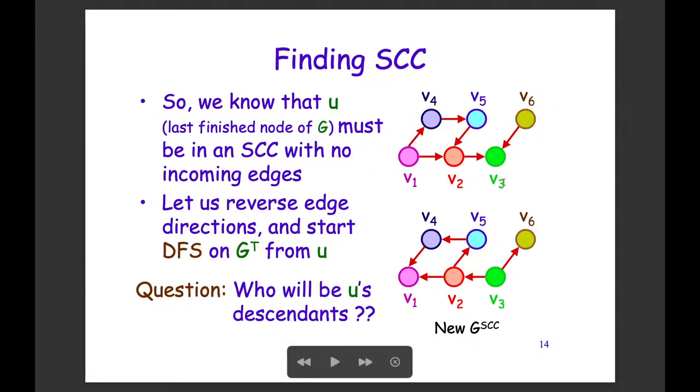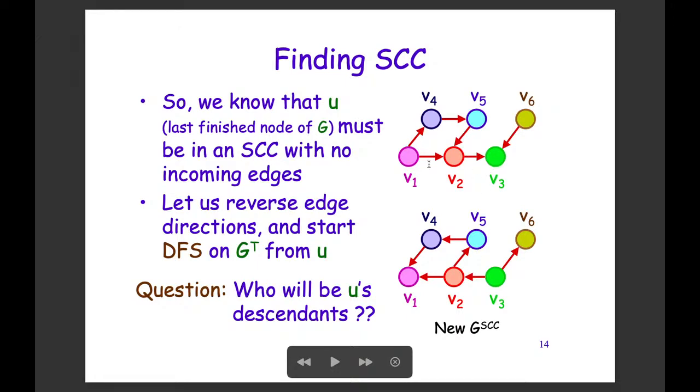Oh, this is a very clever idea. What we are going to do here is make G^T. We are going to reverse all the edges. So I'm showing the reverse of all these edges that you see in the component graph. But you will also notice that we are also reversing the edges inside each of the components.